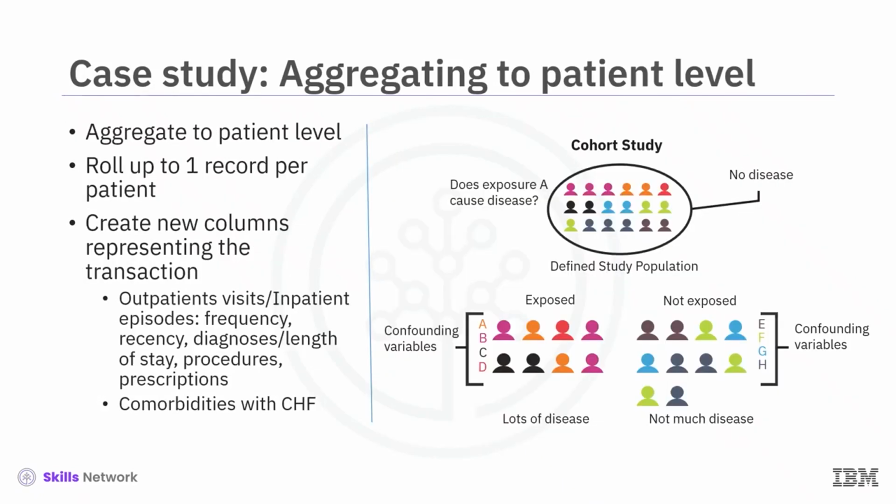Then, all the transactional records were aggregated to the patient level, yielding a single record for each patient as required for the decision tree classification method that would be used for modeling. As part of the aggregation process, many new columns were created representing the information in the transactions. For example, frequency and most recent visits to doctors, clinics and hospitals with diagnoses, procedures, prescriptions, and so forth. Comorbidities with congestive heart failure were also considered, such as diabetes, hypertension, and many other diseases and chronic conditions that could impact the risk of readmission for congestive heart failure.